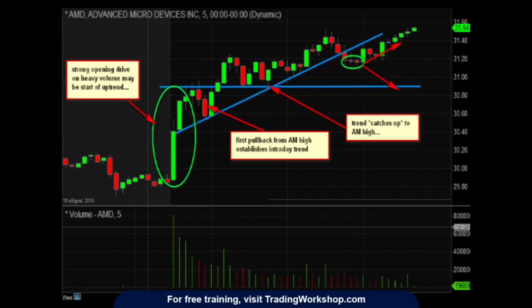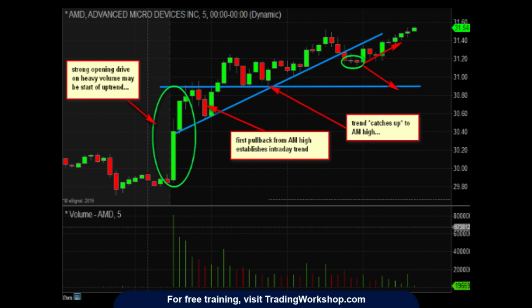Now, after the strong opening drive, we put in a morning high. That's that horizontal blue line. It pulls back from the morning high. That's what we call our first pullback from the morning high, and that's a point that we use as possibly starting a trend. And then it takes out the morning high, and then we have what becomes a trend for the morning and into the midday. And so once we have that trend established after the opening drive, the first pullback takes out the high, we look for spots to buy into the pullback to the trend.